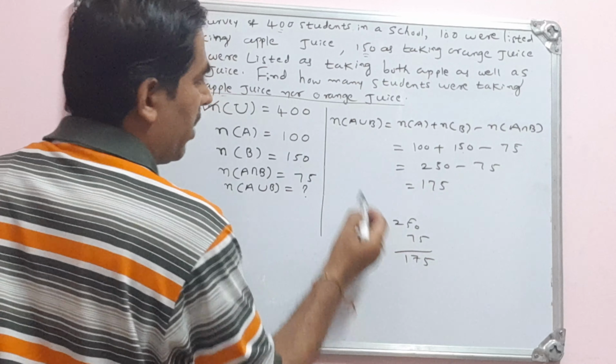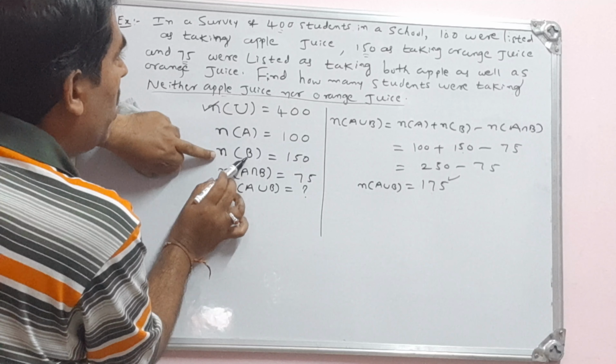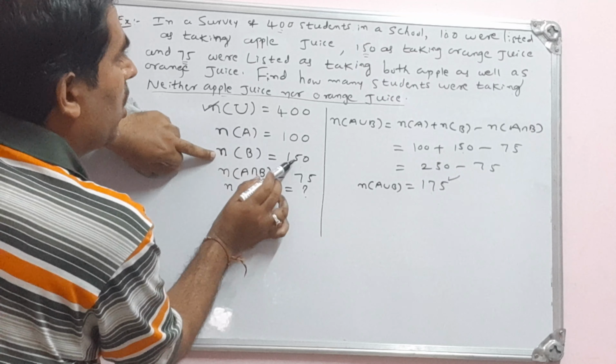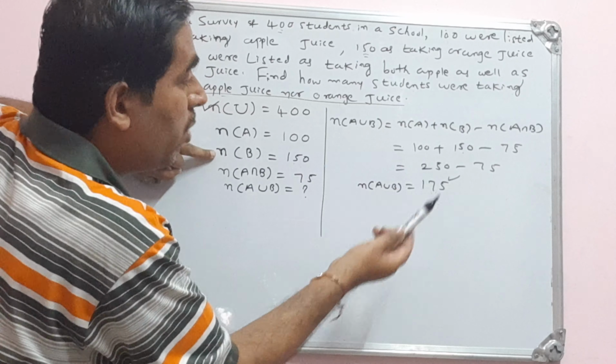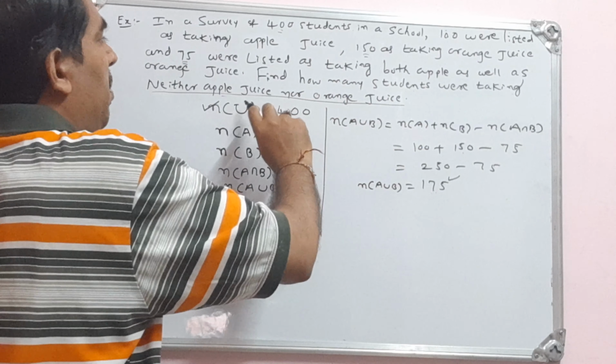Observe carefully. See, this N of A means what? Group of students who like to drink apple juice, that is 100. Number of students who like to drink orange juice, that is 150. What we want here is how many students were taking neither apple juice nor orange juice. That means 175 are students who like at least one of the juices, either orange juice or apple juice. So we don't want such fellows. What is the meaning here? Neither apple juice nor orange juice means they must be kept outside.